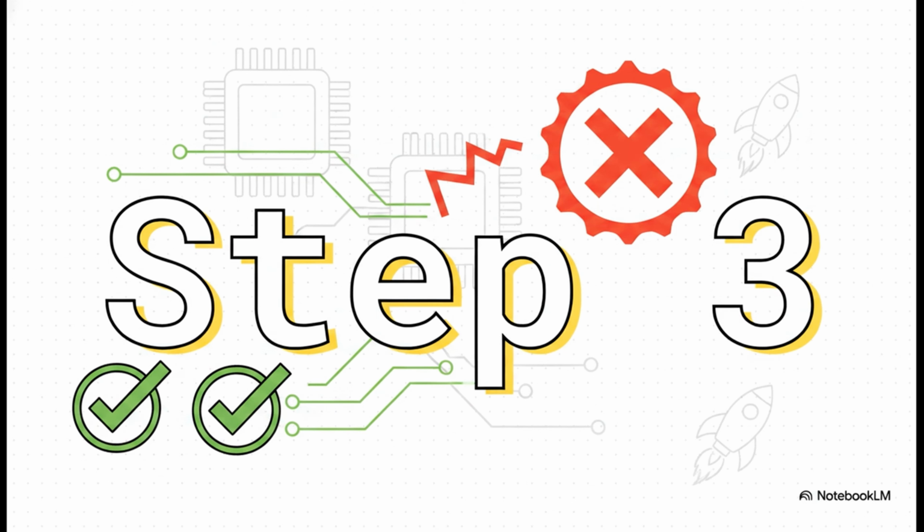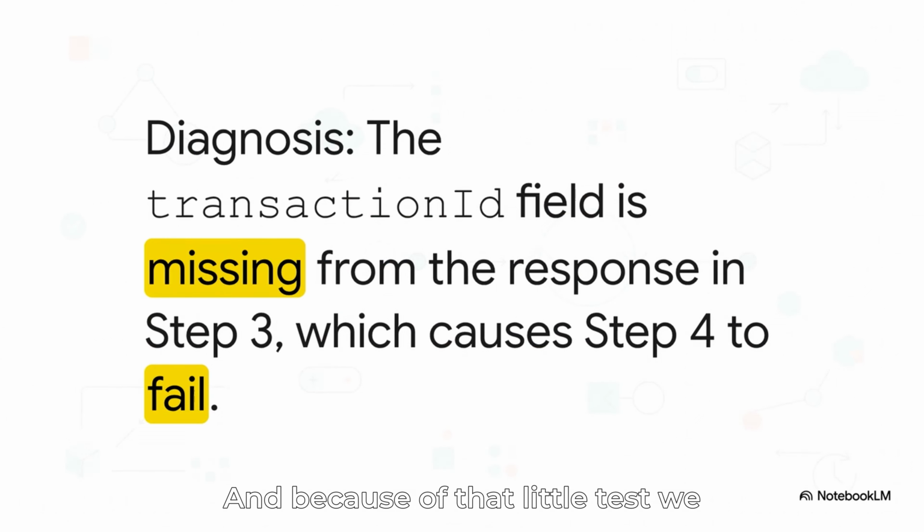And look at that. Steps 1 and 2 passed, but step 3 is bright red. It failed. We've instantly found the exact point of failure in this entire complex workflow. And because of that little test we wrote earlier, we know exactly why it failed. Our test for step 3 was checking to make sure a transaction ID field existed in the response. The test failed, which tells us the ID was missing.